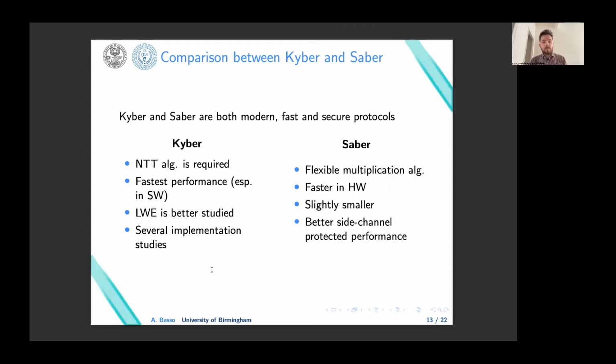And Saber also has been implemented on a wide variety of platforms and by a wide variety of people. So there are a lot of studies in that regard, whereas Saber has fewer implementations, but we see that, for instance, Saber has better side channel protection. And I won't get into what side channel protection means, but at a high level, it just means that if you want very, very protected implementations from very explicit types of attacks, then Saber performs a bit better. But in general, we see that Saber and Saber are both modern protocols that are fast, secure, and efficient.